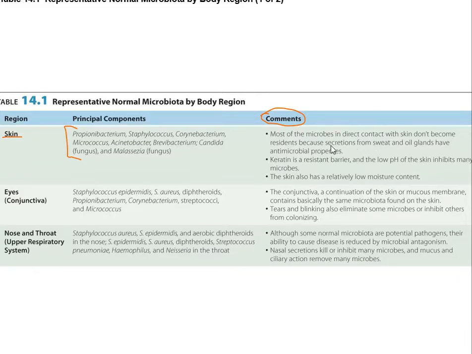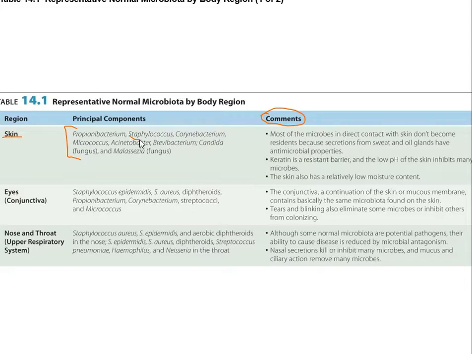they don't become residents because they are usually washed away from the sweat and oil glands, because these two components of our skin, these secretions, have antimicrobial properties. Keratin is another physical barrier, and also the low pH of the skin can keep the microbes away. The skin has a relatively low moisture, and that keeps the skin free of microbes.